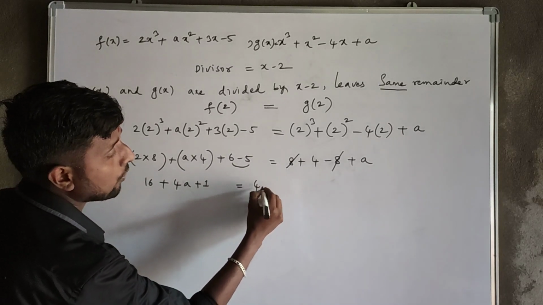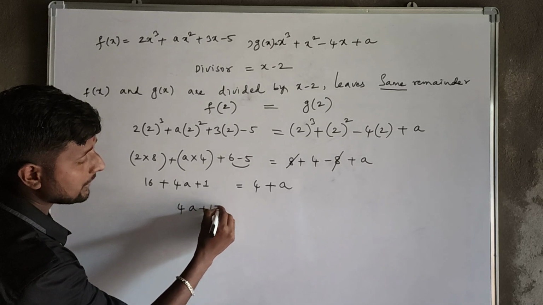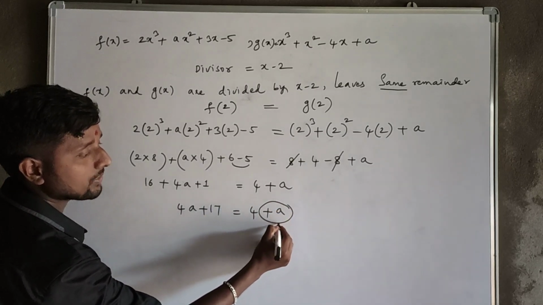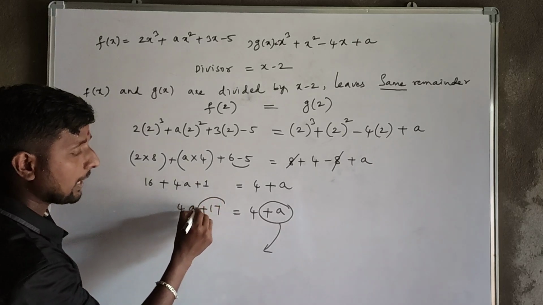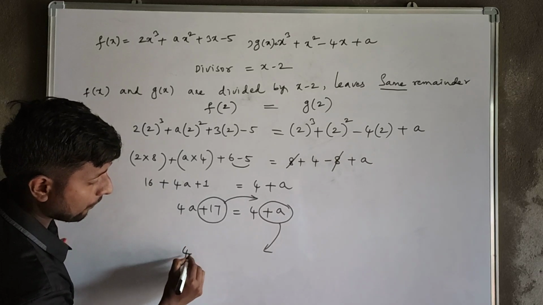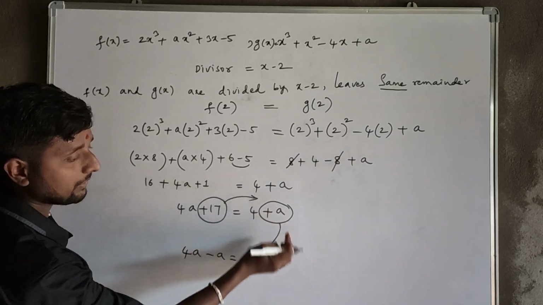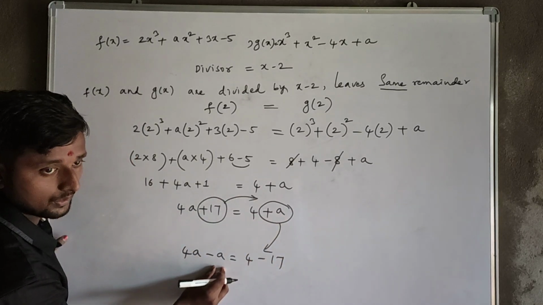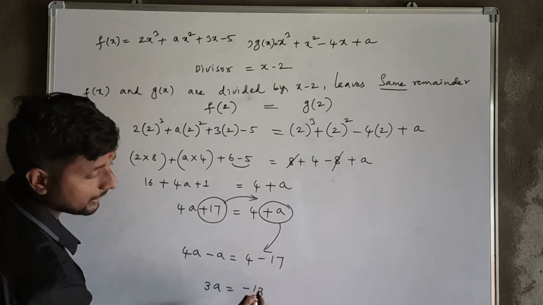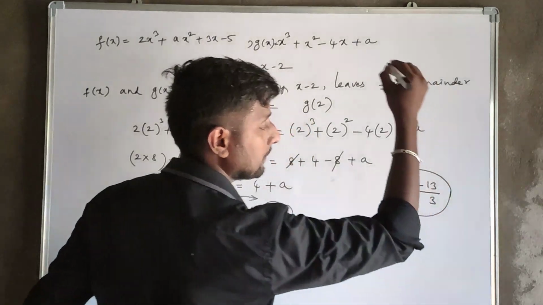So it equals 4 plus a. Again, 4a plus 17 equals 4 plus a. When plus a comes to the left side, it becomes minus a, and plus 17 going to the right side becomes minus 17. So we write 4a minus a equals 4 minus 17. 4a minus a is 3a, and this is minus 13, and a is equal to minus 13 by 3.